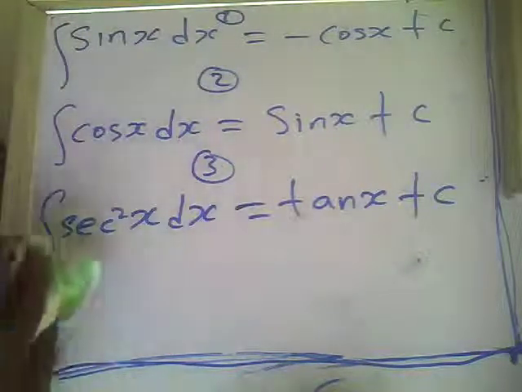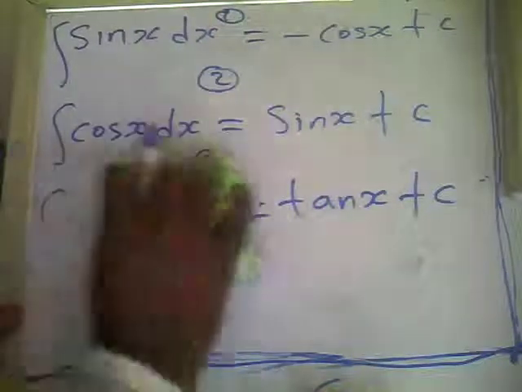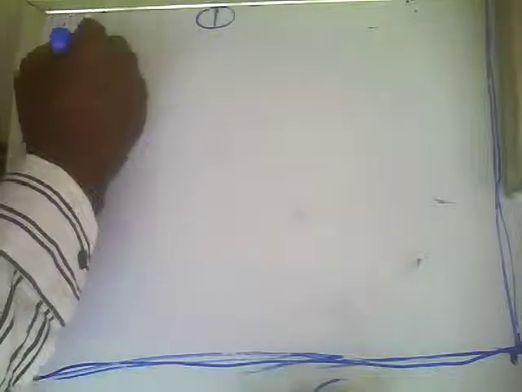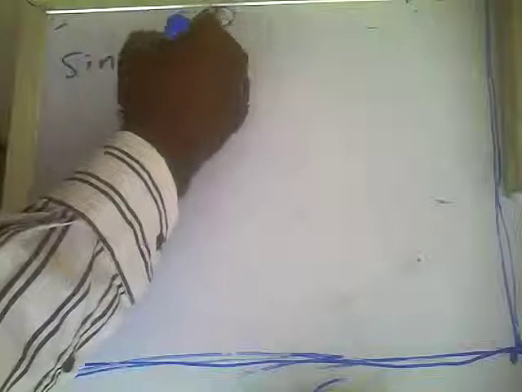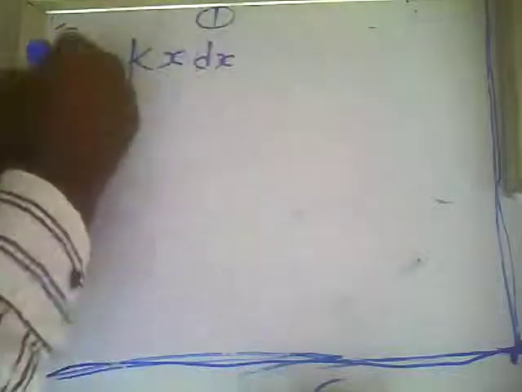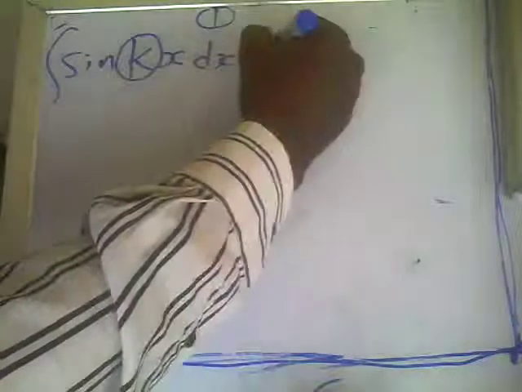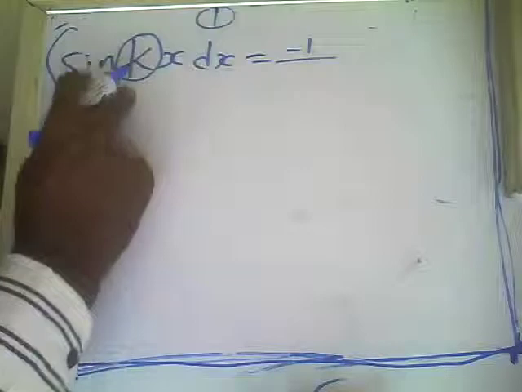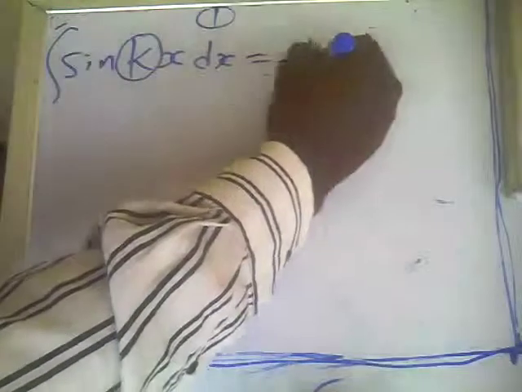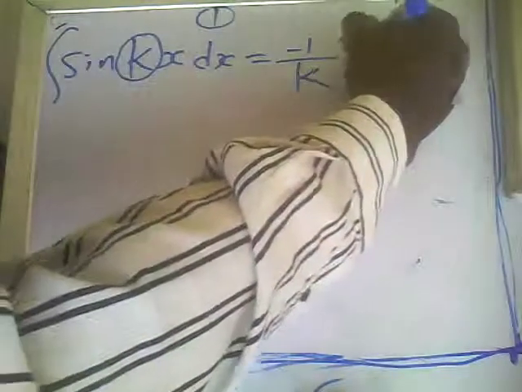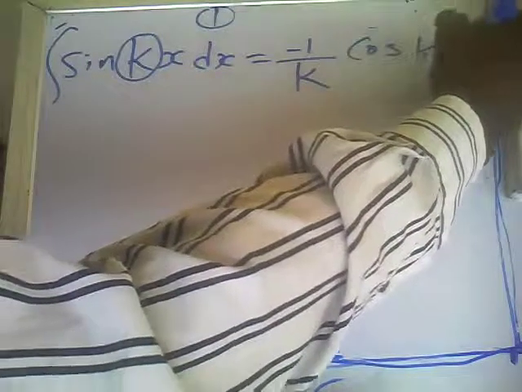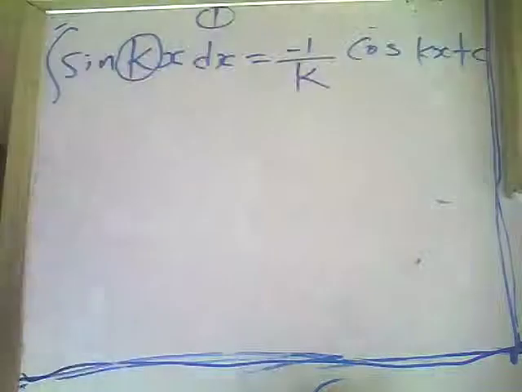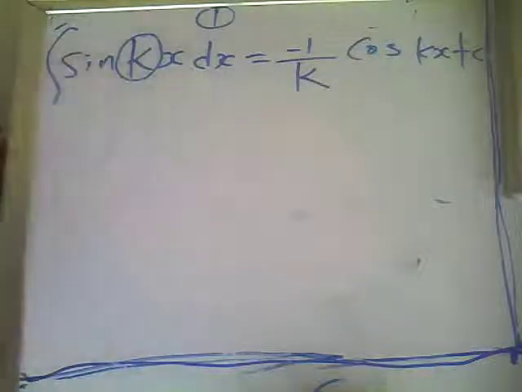Now, also remember that we may have the question in another form. Number one, we may have sine kx dx to be integrated. Remember that this k is a constant. Now the integral becomes minus 1 over whatever this k is, then cos kx. Remember to add the constant c.